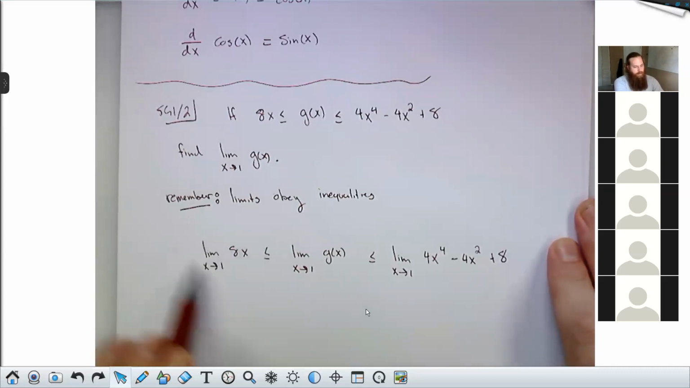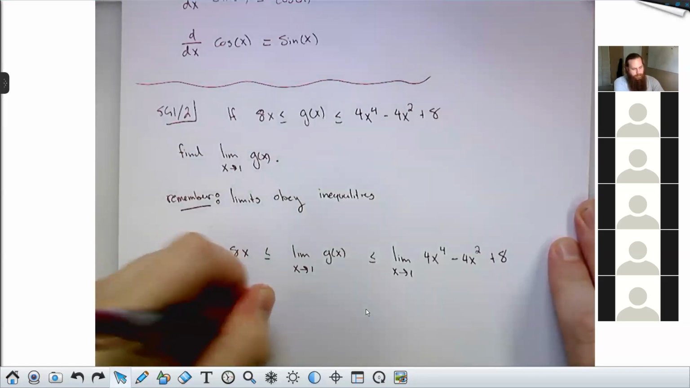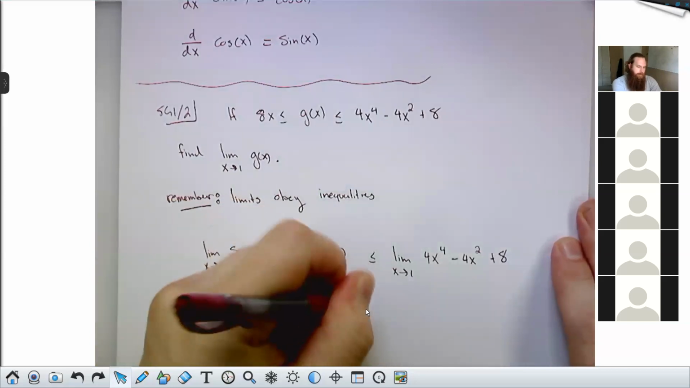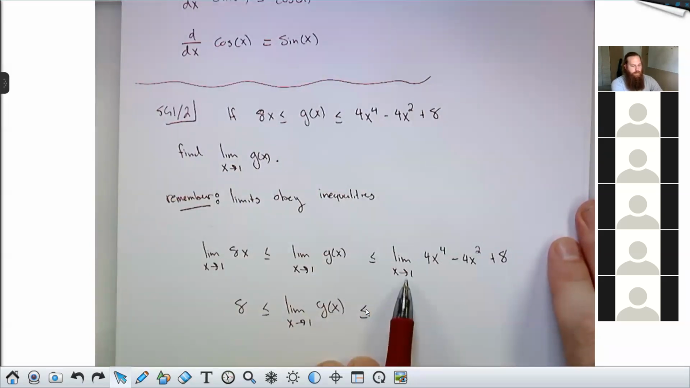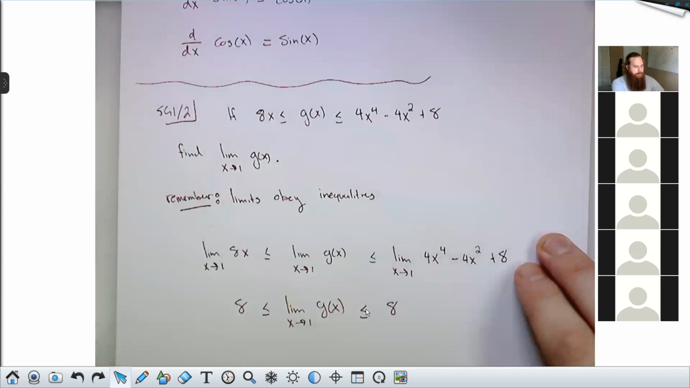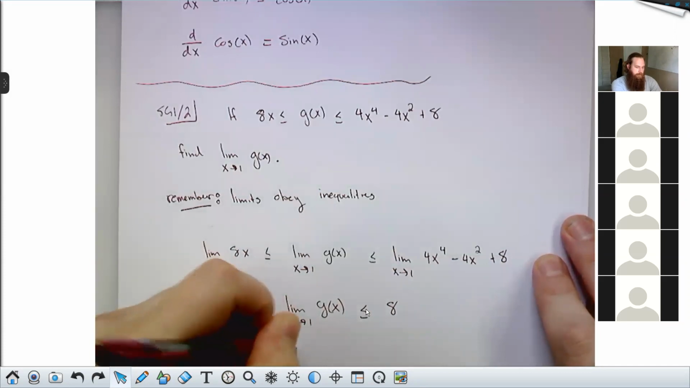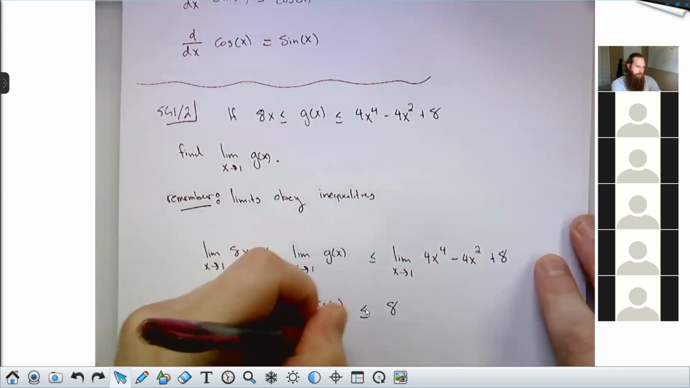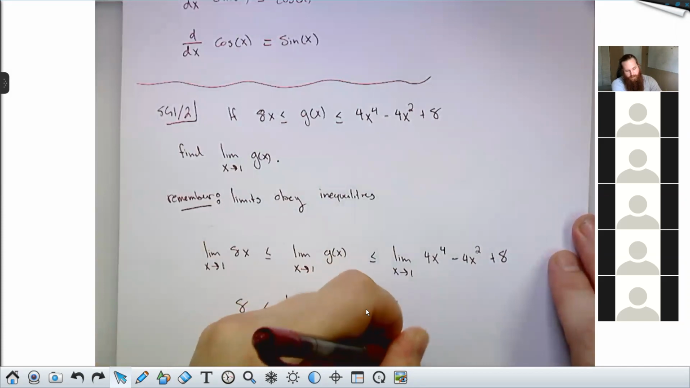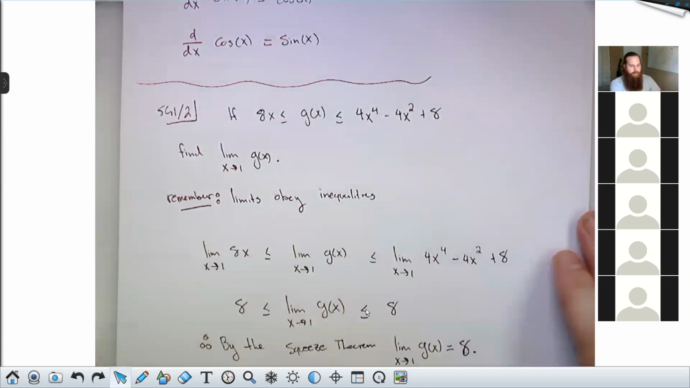So let's see what happens. Where is this guy going? Well, as x goes to 1, 8x goes to 8. The middle piece is the piece I'm trying to figure out. On the far right over here, as x goes to 1, this piece goes to 4 minus 4 plus 8. So therefore, by the squeeze theorem, the limit as x approaches 1 of g of x must exist and be equal to 8. So that's all that's intended there.